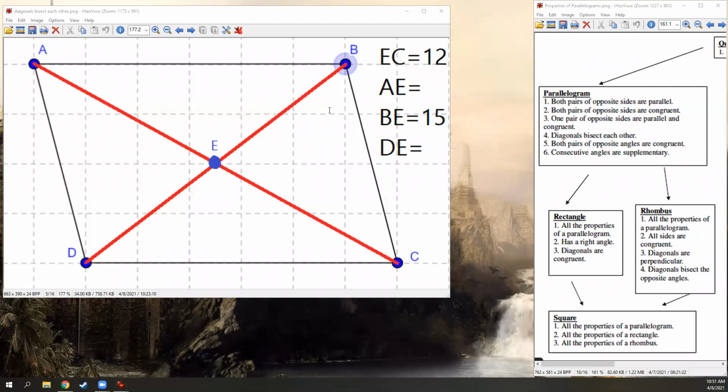So let's look at the information they gave us. We're looking at a parallelogram. It says EC, from E to C, is 12. That's what they're saying, at least.